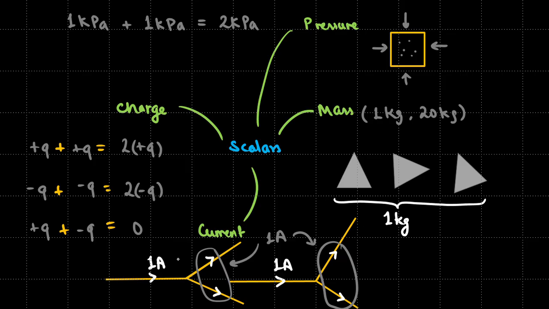Why is it going to be 1 ampere? Since this 1 ampere current is divided, it must add up to 1 ampere. You will learn more about them in current, but just understand that it's going to be 1 ampere.